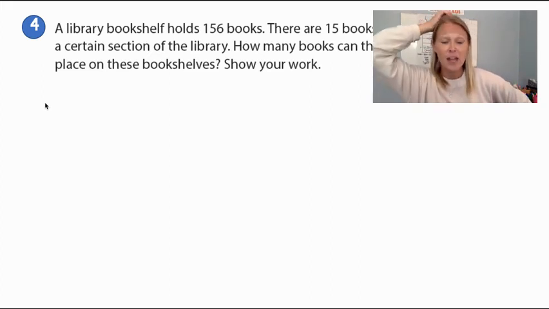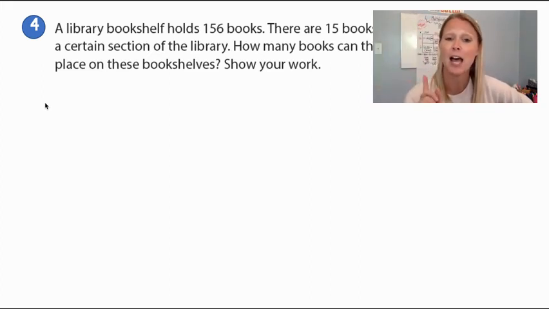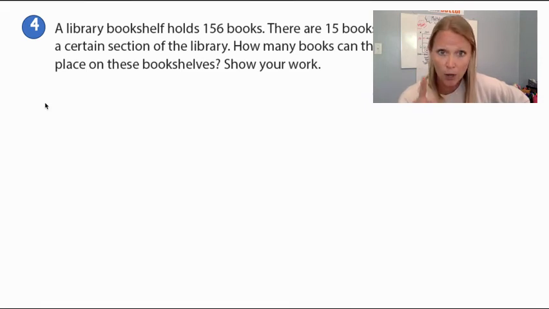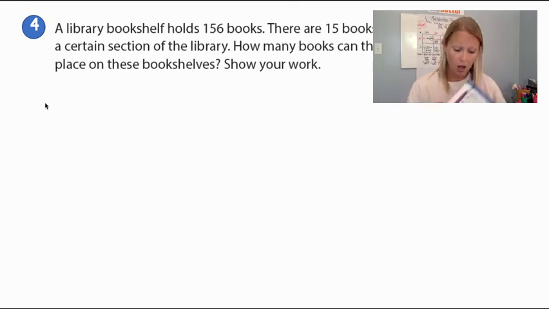Problem 4. A library bookshelf holds 156 books. There are 15 bookshelves in a certain section of the library. How many books can a library place on these bookshelves? Okay, I want you, this is also in your workbook. Actually, you can find these problems on page 62 if you want a space, or you can do it on paper.